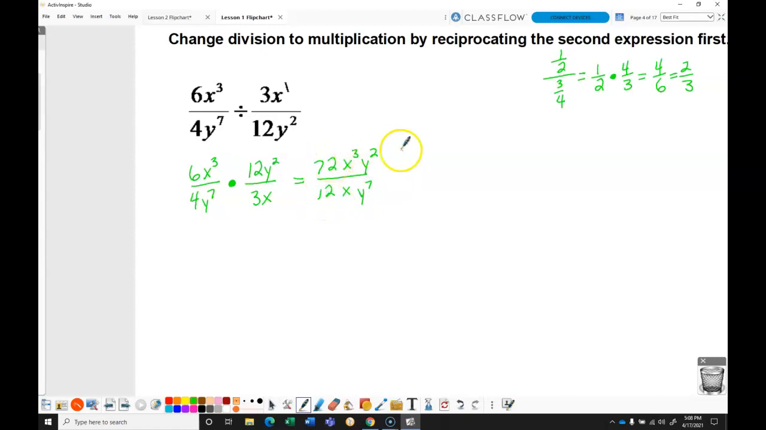So 12 goes into 72 6 times. So we just have a 6 on top. When I do that subtraction of the exponents, I'm going to get an x squared on top.